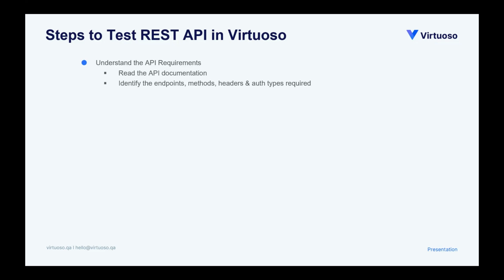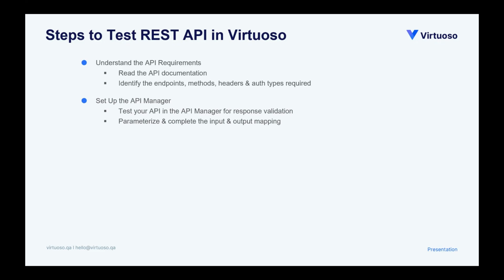After this is done, we'll set up the API manager in Virtuoso. The very first thing we'll do in the API manager is test our API for response validation. We'll input the API URL in the test manager, and I will check whether the response is valid as per our desired output or not.